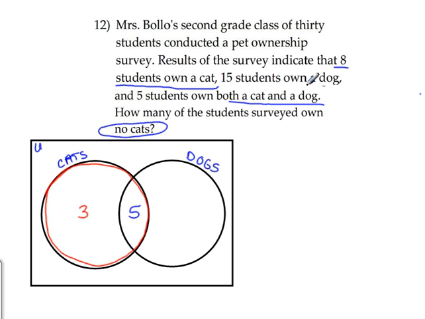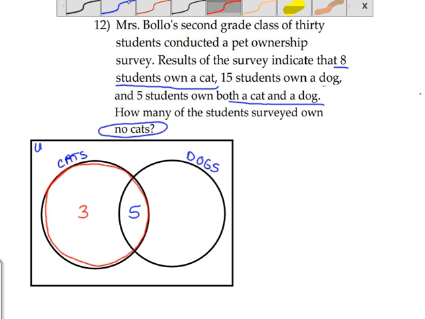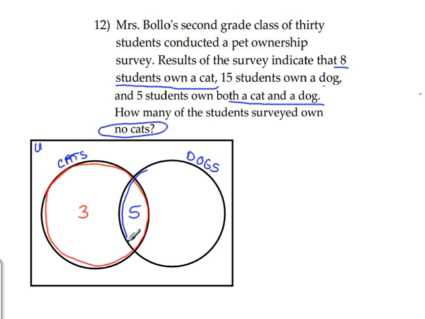We have 15 students who own a dog. So here in our set of students who own dogs, we've already accounted for 5 of those. So we have a total of another additional 10 who own dogs.